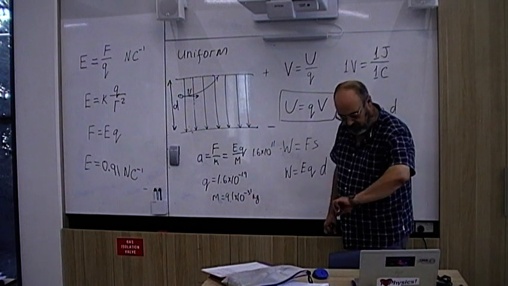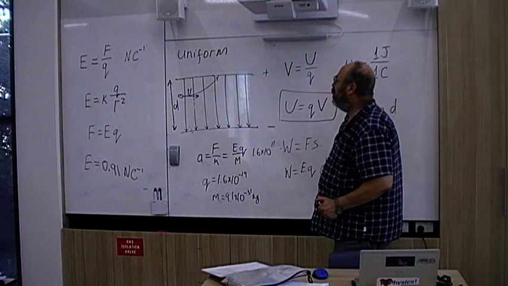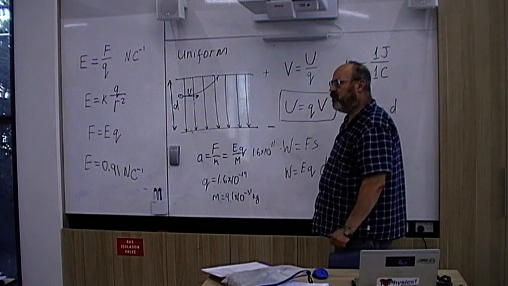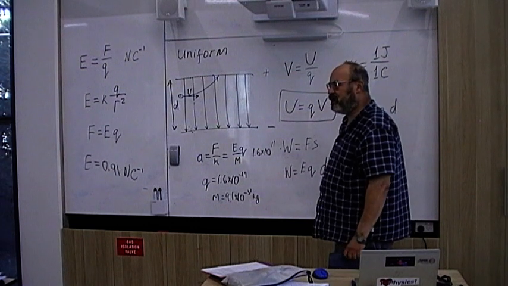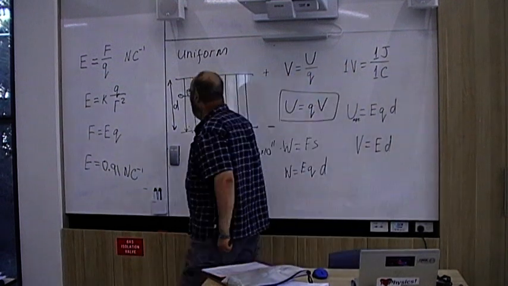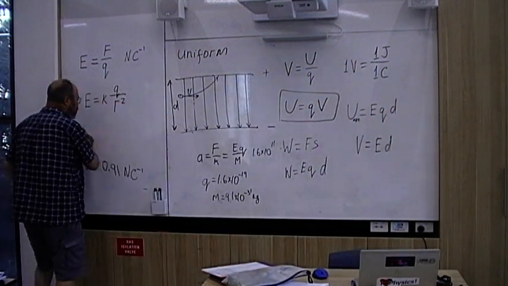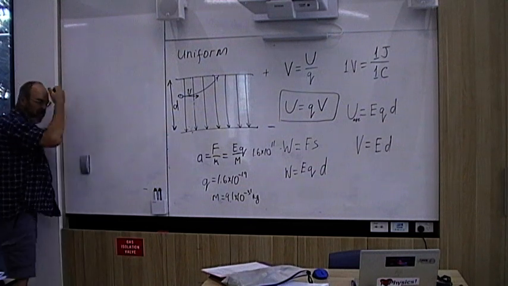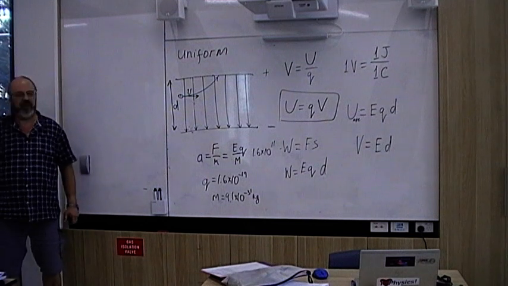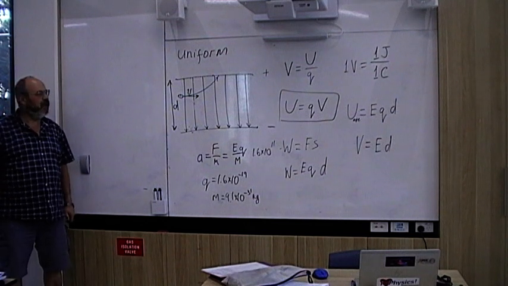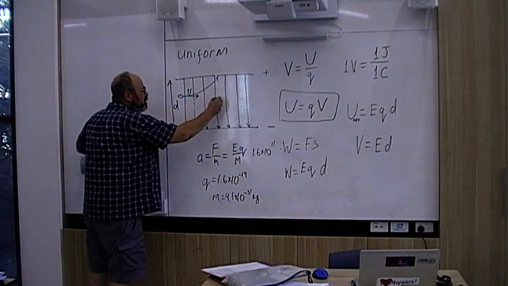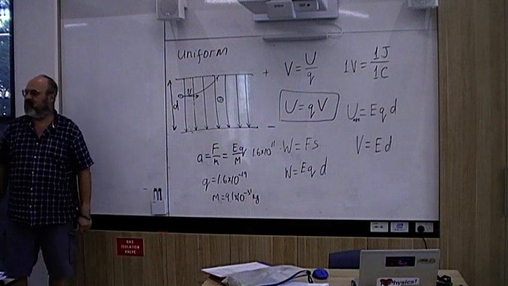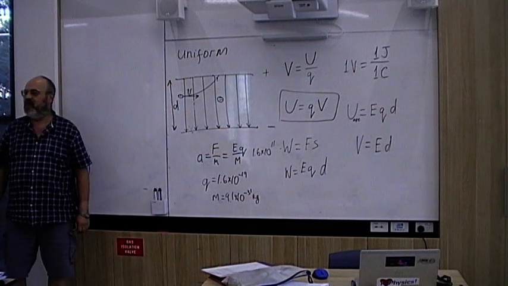Okay, and one more example. Now let's consider if there is gravity. Let's say, what should be the strength of the electric field to have the electron being stationary here in the electric field? What should be the strength of electric field for the electron to be stationary?